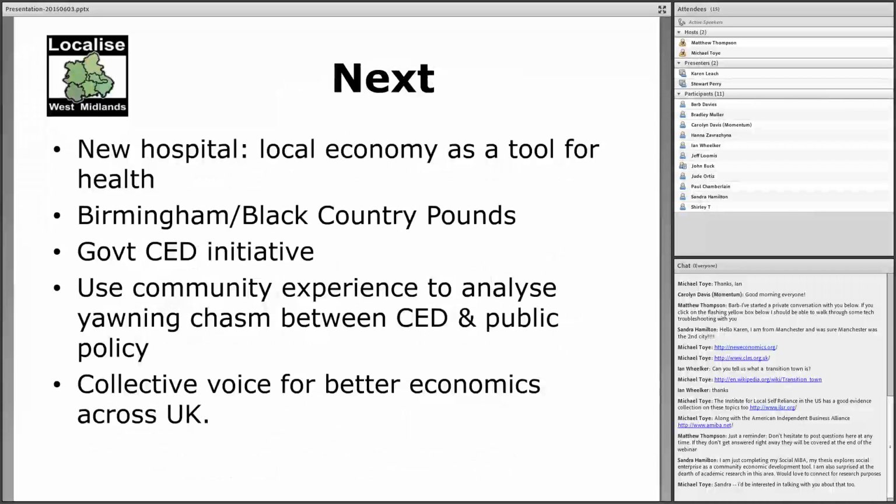A few other things. We're hoping to work with a new hospital that's proposed in the area to support them in seeing their role in the local economy as being as important a tool for the area's health and well-being as their medical departments.